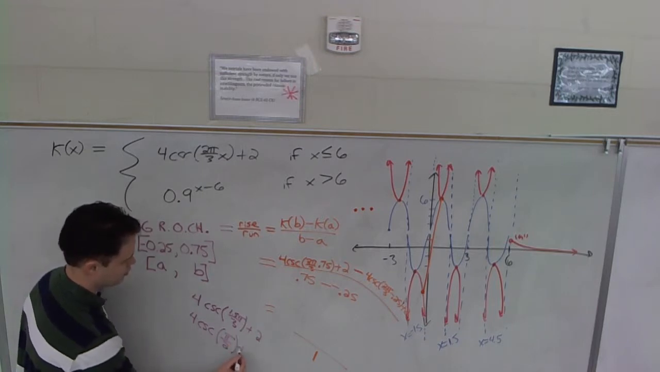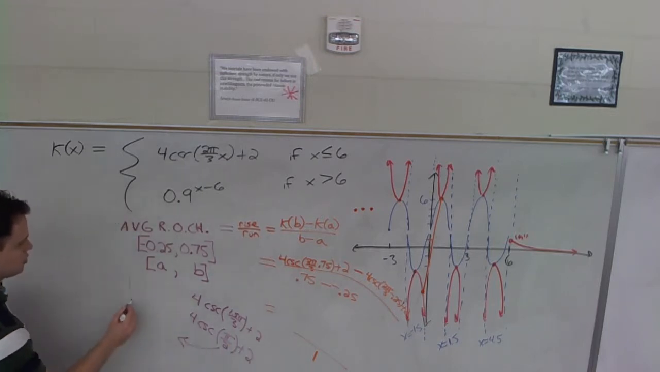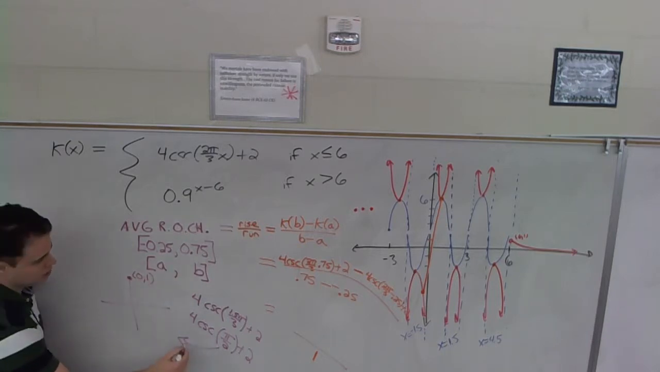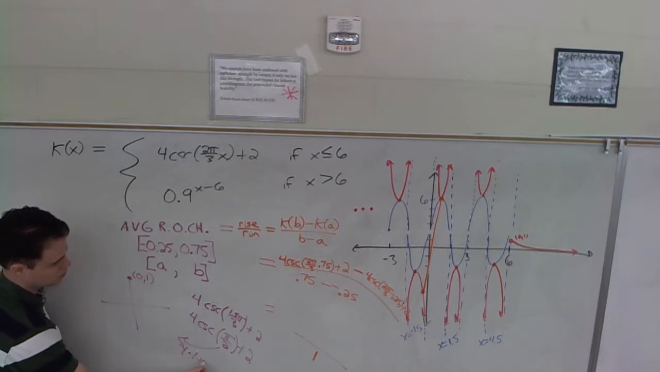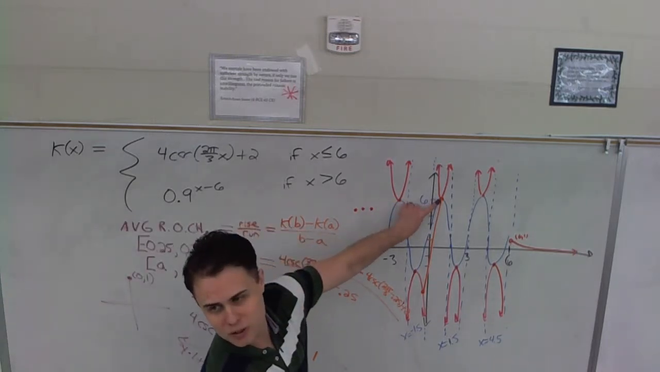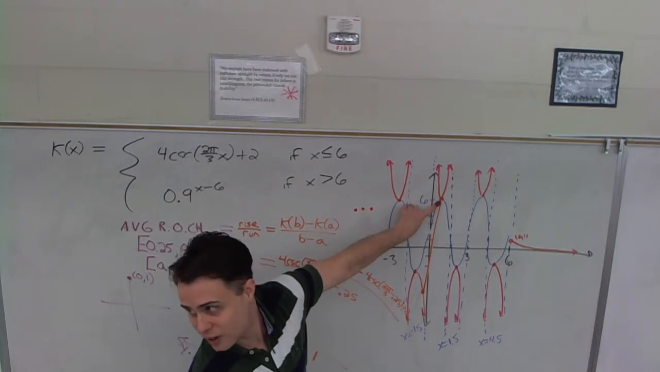And that's a unit circle calculation, which I can do. So this is up here. I've got 0, 1. This guy goes with sine, so it's going to be 1. 4 times 1 plus 2 is 6, just like we knew already. So see, we could have used our graph to help us on that one.